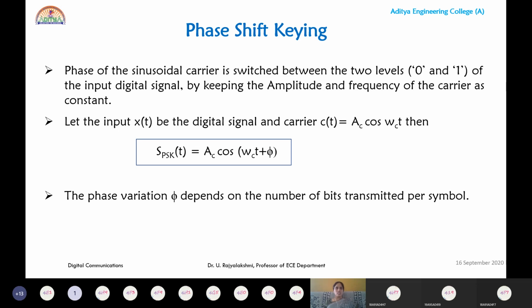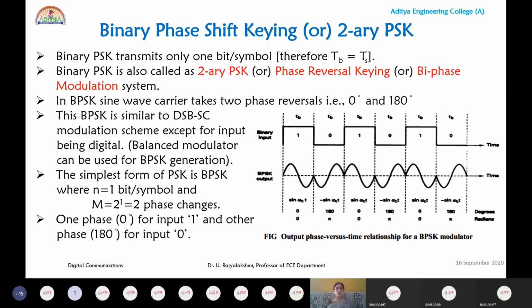So this is the general equation for PSK: Ac cos omega ct plus phi, where phi is the phase variation that depends on the number of bits transmitted per symbol, and the number of phase variations is equal to M, where M is equal to 2 power n. For binary phase shift keying, it will have two phase variations, one at 0 degrees and the other at 180 degrees.